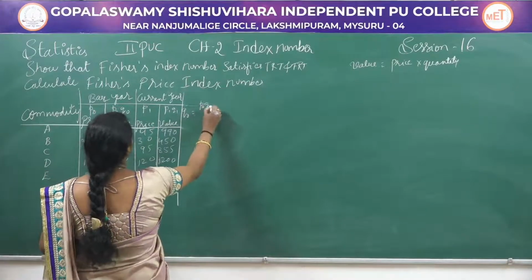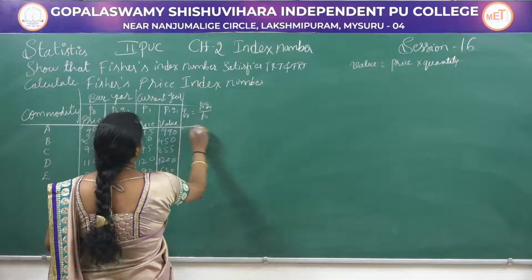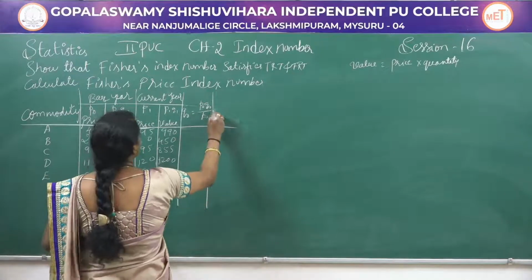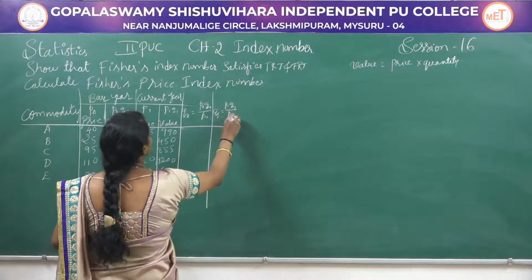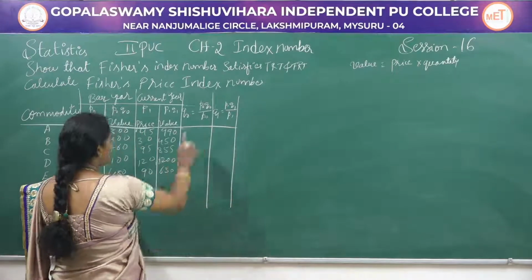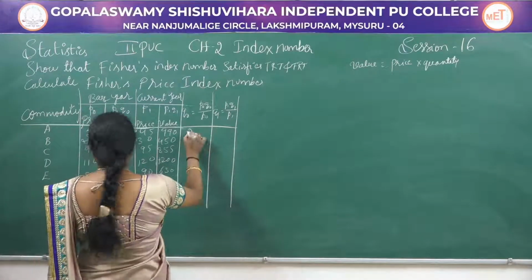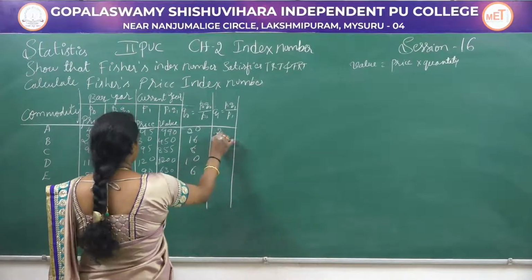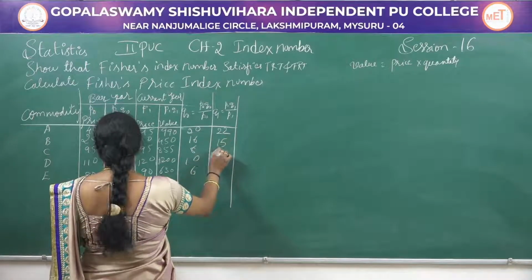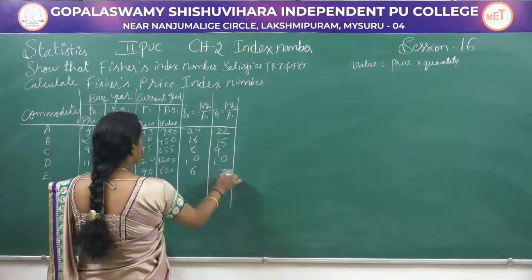Q0 is P0 Q0 by P0. Similarly, Q1 is P1 Q1 by P1. Find out these two values. It is 20, 16, 8, 10, 6. And 22, 15, 9, 10 and 7.